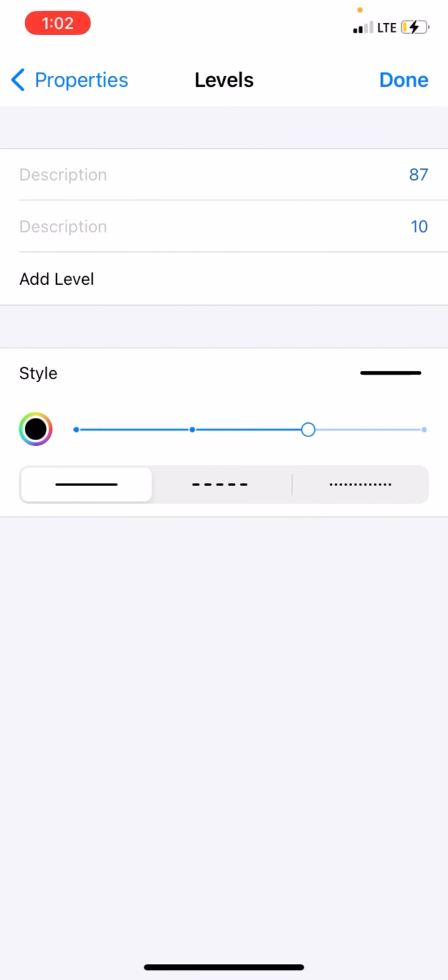Sorry, 87 and 10, not 80. 87 and 10, please don't make mistakes, guys. Level should be 87 and 10. All right, and then for style, you can use any color of your choice, but just make it visible on your chart. For me, I'm using black because the background of my chart is white, so that it can be really clear.